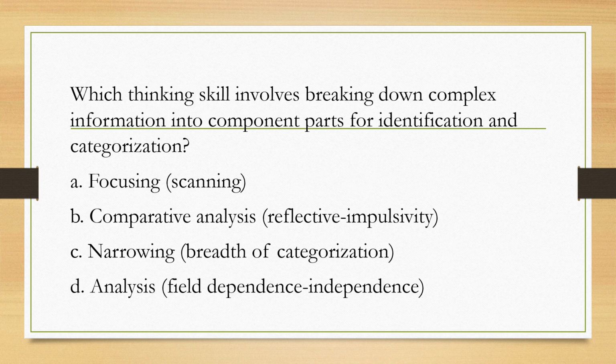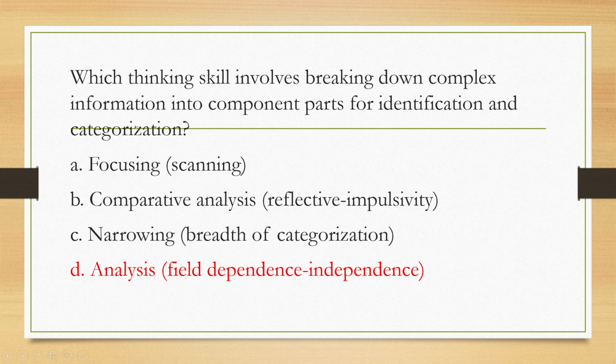Which thinking skill involves breaking down complex information into component parts for identification and categorization? A. Focusing scanning. B. Comparative analysis, reflective impulsivity. C. Narrowing, breadth of categorization. D. Analysis, field dependence independence. The correct answer is letter D, analysis, field dependence independence.